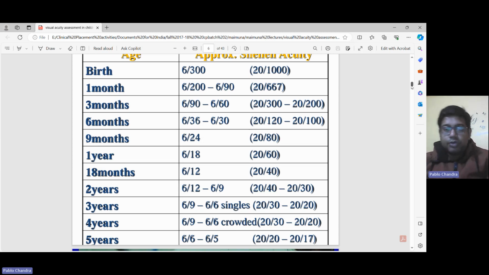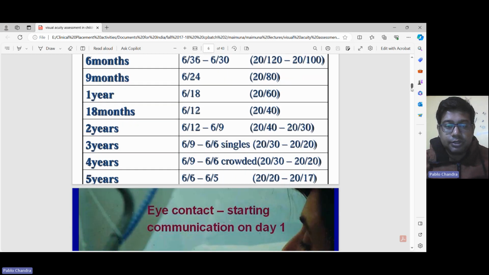Okay, so it is very important to evaluate. Until and unless you do the evaluation, you will not be able to find where the problem is. And if you can find where the problem is, then only you will be able to diagnose the problem, then only you will be able to treat the problem, then only you will be able to do proper diagnosis of the patients. Okay, so in 5 years it is 6 by 6.